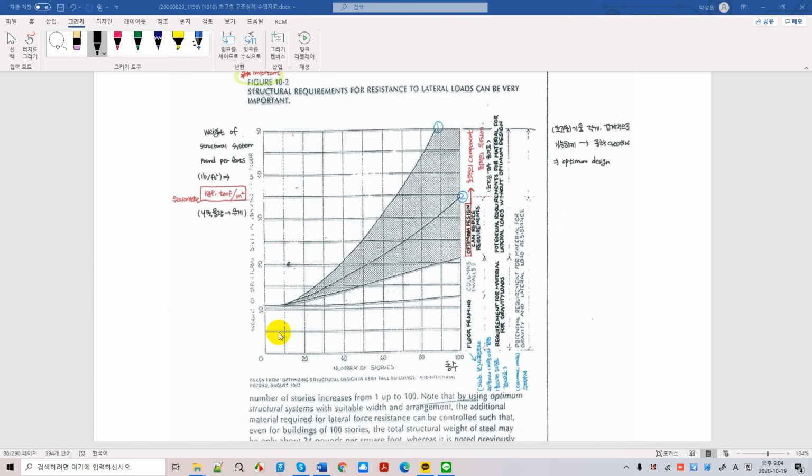네, 여기 나오는 것이 이제 우리가 얼마나 설계를 잘 했는지를 알아보는 표입니다. 잘 한번 들어보세요. X축은 이제 층수이죠. Number of story, 층수이고, Y축은 이제 물량입니다. 이 물량은 콘크리트 물량이 될 수도 있고, 철골 물량이 될 수도 있는데요. 여기서는 이제 철골 물량을 표시하고 있습니다.